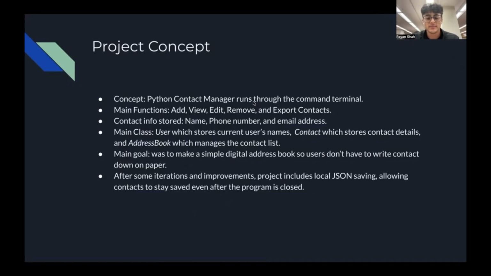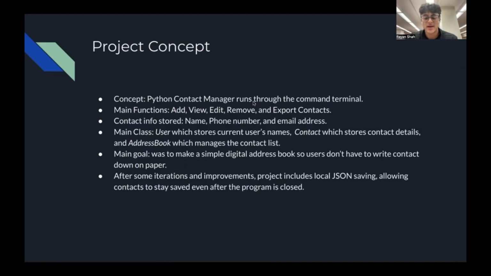To organize the problem, we need three main classes: user, contact, and address book. The user class stores the current user's name so the program can personalize the experience. The contact class stores information for each individual contact, including their name, number, and email. The address book class manages the full list of contacts and handles the main actions such as adding, editing, removing, finding, and exporting contacts. The main goal of this project was to make a beginner-friendly digital address book that's easy to use through a menu in the terminal.